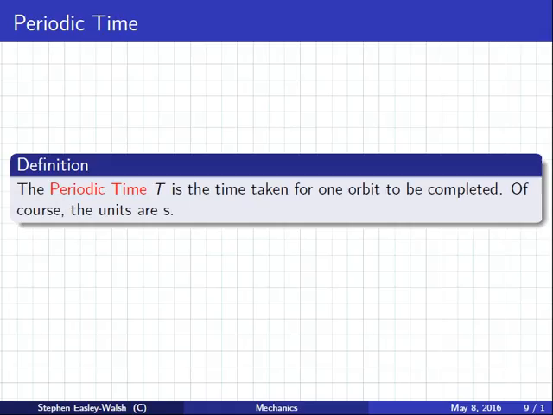What is the periodic time for Earth? Around the sun, 365 days. Periodic time for the moon? Around the Earth.